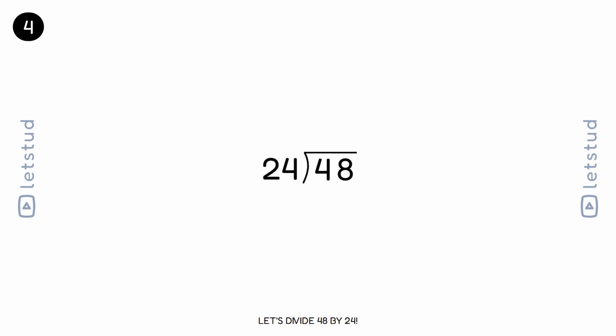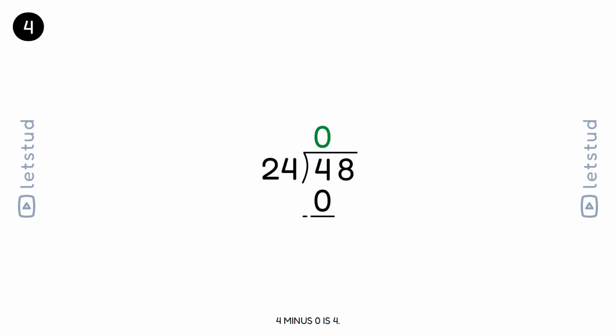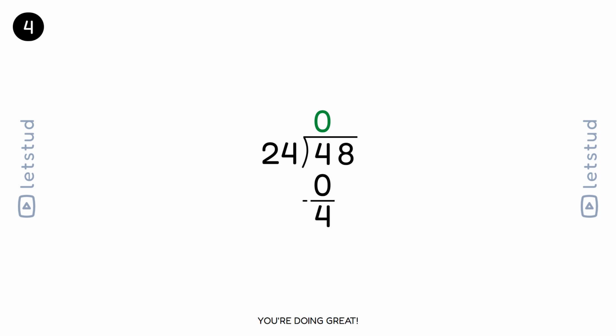Let's divide 48 by 24. We start with the number 48. How many times does 24 fit into 4? It fits 0 times. 0 times 24 is 0. 4 minus 0 is 4. You're doing great. Let's bring down the next digit.